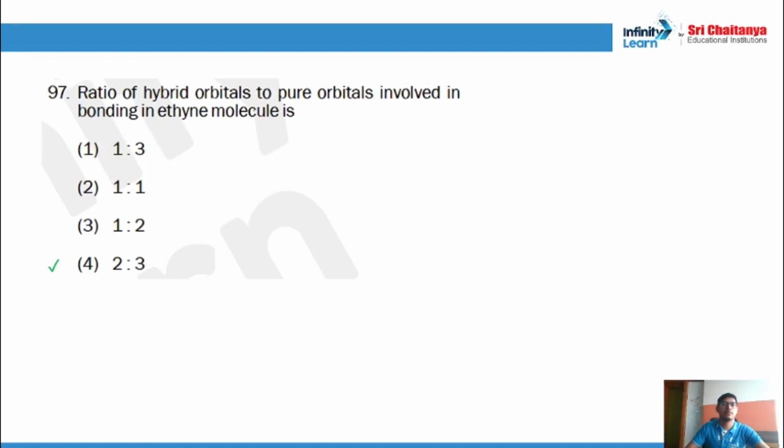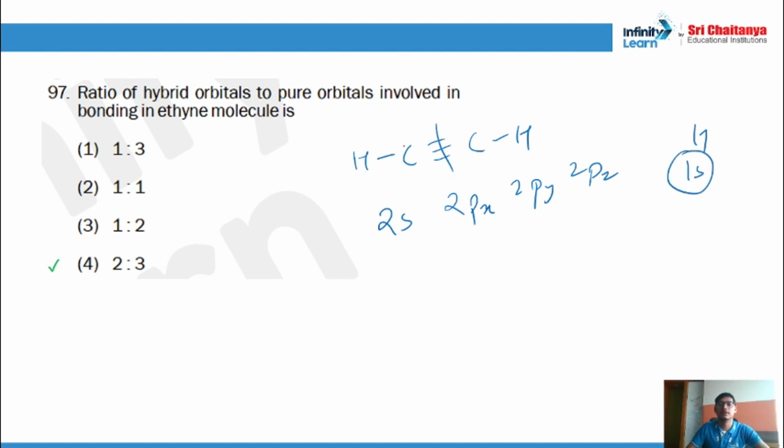Ratio of hybrid orbitals to pure orbitals in the ethyne molecule. So you should look at ethyne. Then per carbon, you will see the bonding, right? We will talk only about the valence shell. So we have 2s, 2px, 2py, and 2pz for carbon, and for hydrogen, we have the 1s orbital. Now, because ethyne is linear, we need 2p orbitals for pi bond formation. So we'll keep them unhybridized, right? And we will hybridize 2 orbitals, so per carbon 2 orbitals. So how many hybrid orbitals in total? 2s and 2px for this carbon, 2s and 2px for this one, so there are 4 hybrid orbitals. The unhybridized orbitals are 2 per carbon atom and 1 per hydrogen atom. So 3 into 2 is 6. So basically the answer will be 2:3.